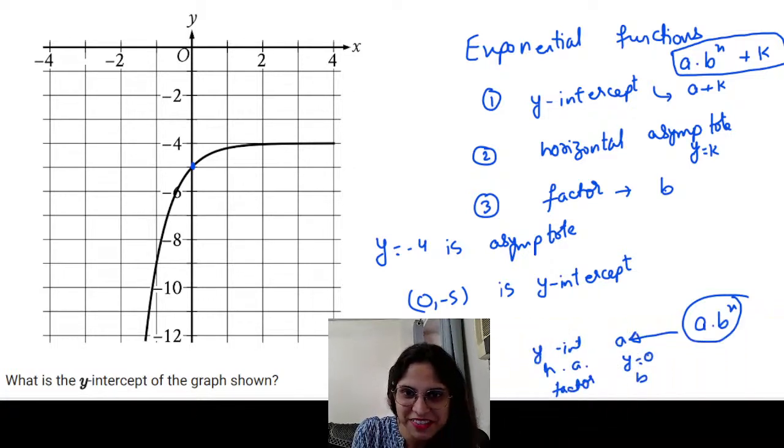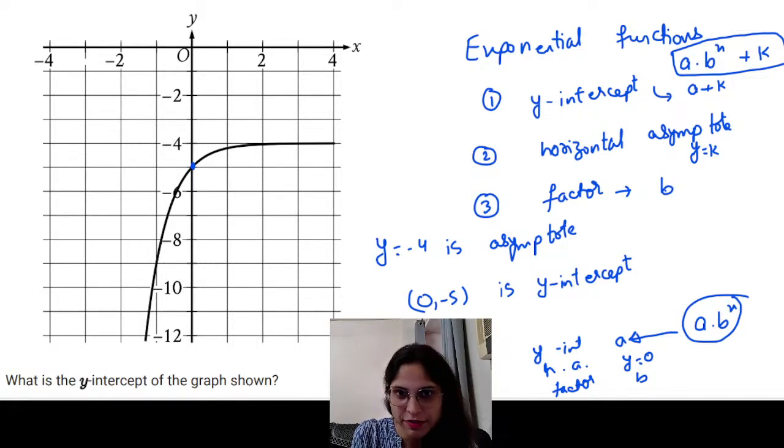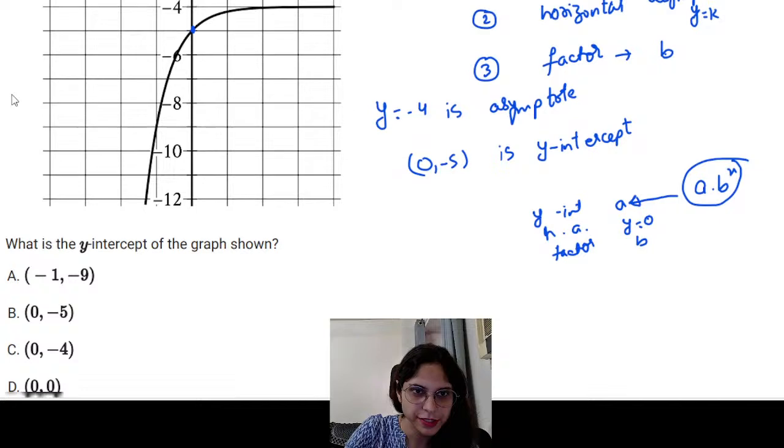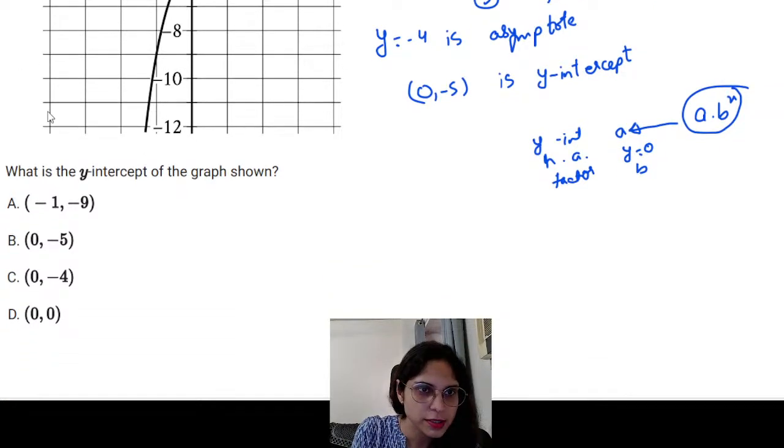Yeah. So the y-intercept is (0, -5), and this is, like I've also told you, what they are going to look for in exponential functions. This is sort of theory. So moving forward, the y-intercept is going to be (0, -5), which we have already seen. So this is the answer.